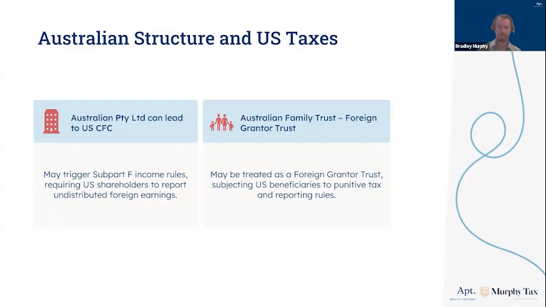You can make a check the box election potentially in the US to stop that. You can have a non US person as a shareholder potentially as well. So there are sometimes things you can do to get around those issues, but it's just important to be aware that if you are looking to open an Australian structure, keep one eye on the IRS and see how they would treat it, because there can be different tax treatments.